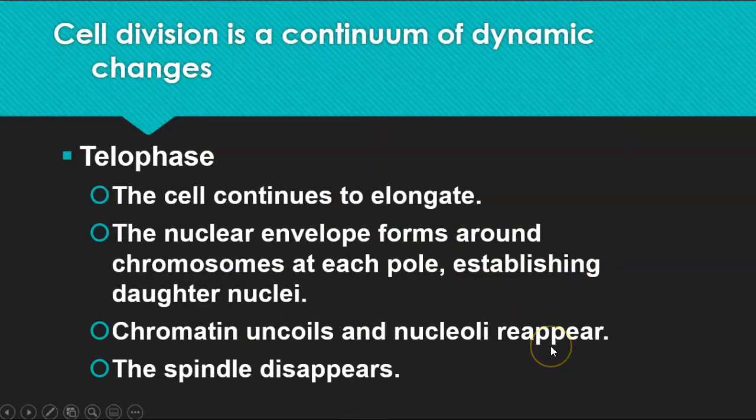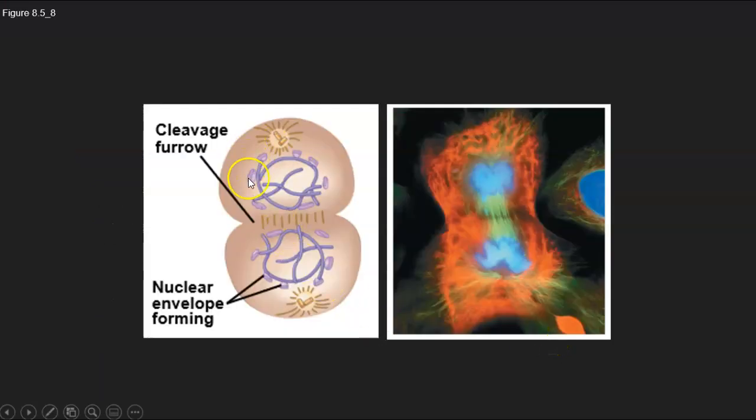The last phase is telophase. In telophase, the cell continues to get longer. A nuclear envelope starts to form around the chromosomes. The chromatin starts to uncoil. The nucleolus reappears in each of the nuclei, and the spindle starts to disappear. And you can see that happening here in the diagram.